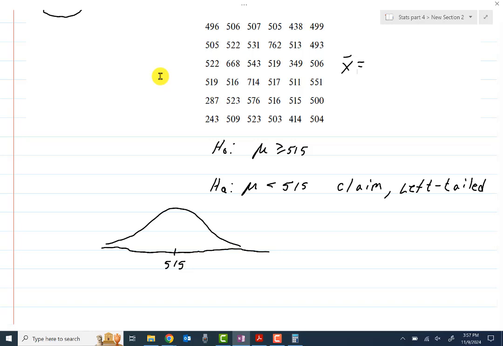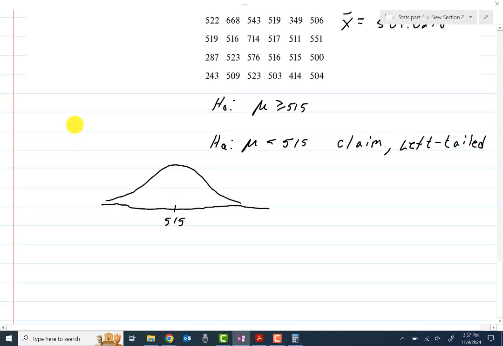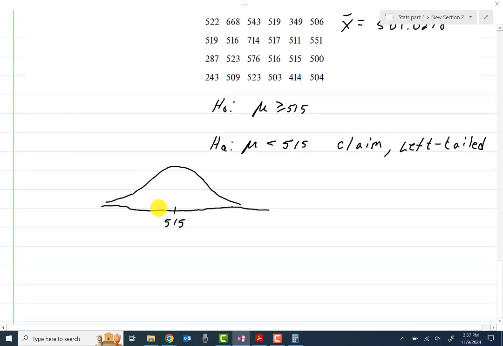I got 509.0278. So we can see that is less than the 515. So she does at least have some evidence to support the claim. These test scores do average less than the national average.